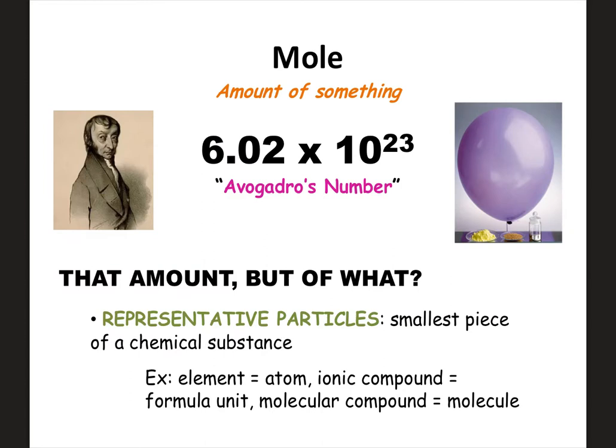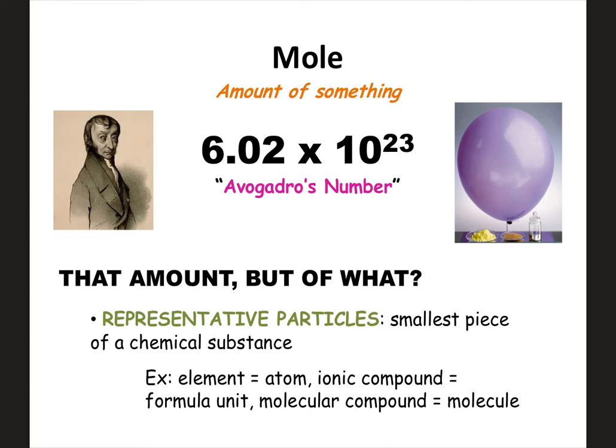In chemistry, the amount that represents a mole is 6.02 times 10 to the 23rd. It's known as Avogadro's number. So it's a very big number. It's not like a dozen. A dozen is 12, or a ream of paper is 500. It's a much larger amount here.